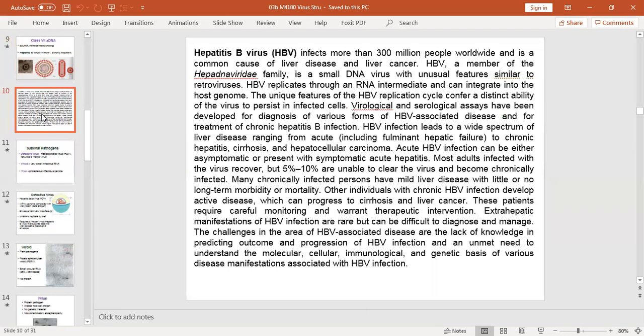Slide number 10 is something that I have added to the slide sets, and it's a description of hepatitis B virus. Since we will be discussing hepatitis, I would recommend students to take a look at this slide and familiarize yourself with some of the signs and symptoms of the disease.